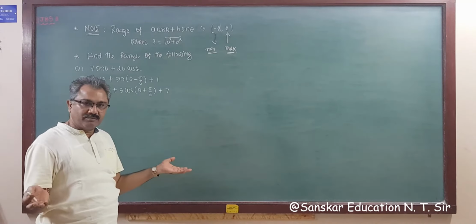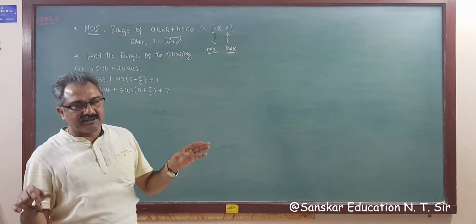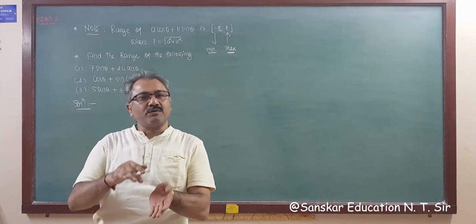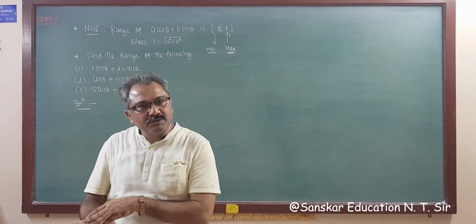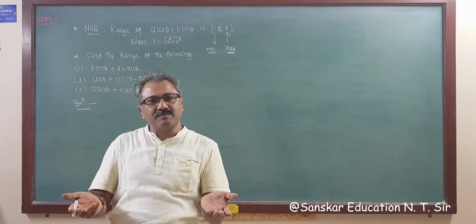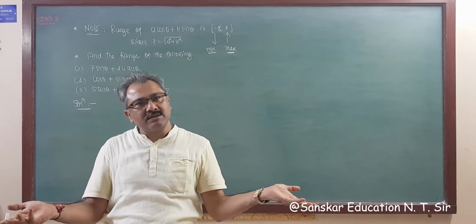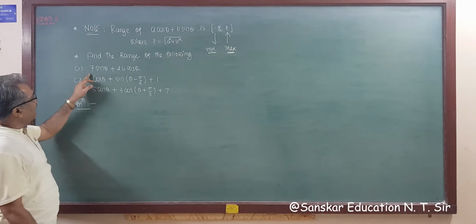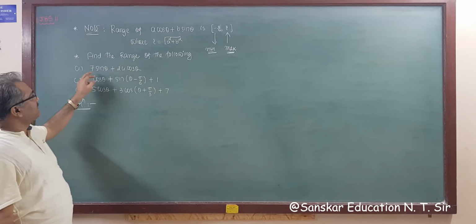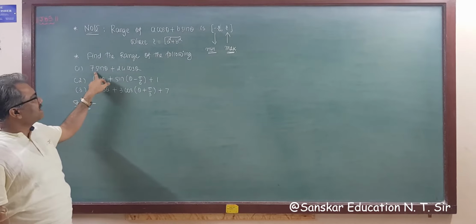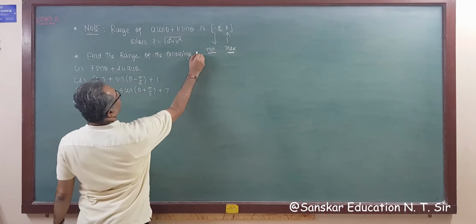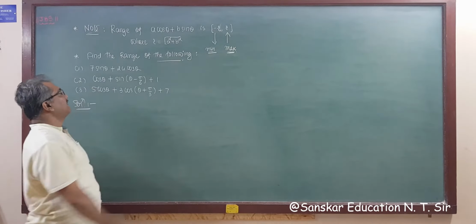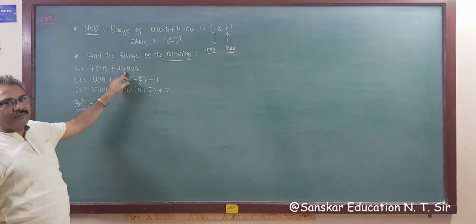Either way, range means any such question, right? Range means you have to find the maximum and minimum value, and if you have to find the maximum and minimum value, then find the range of that function. It's clear and easy. Okay, so now find the range of the following functions, right? First is 7 sin theta plus 24 cos theta. This is our question.